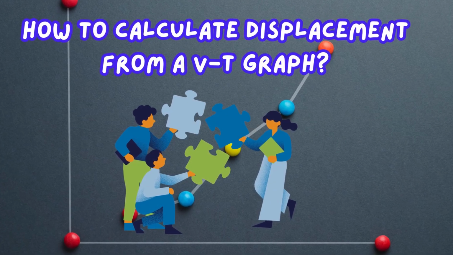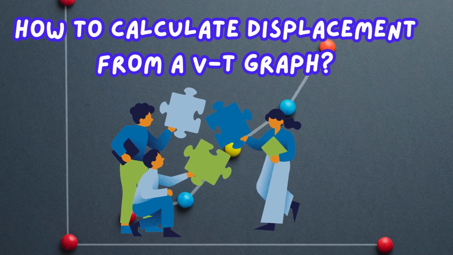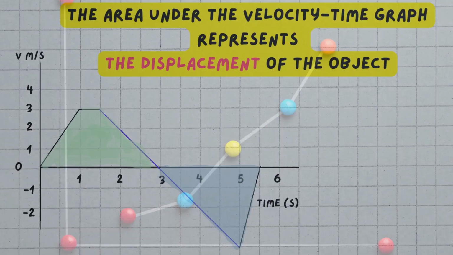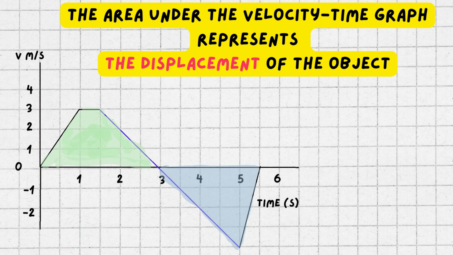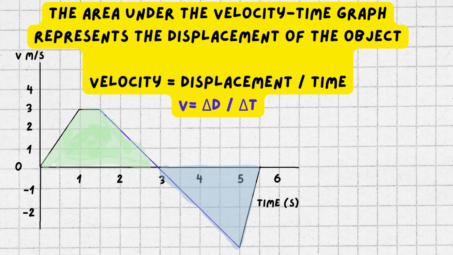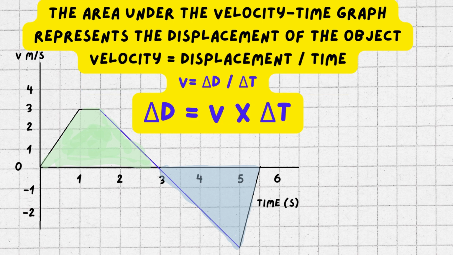How to calculate displacement from a velocity-time graph? The area under the velocity-time graph represents the displacement of the object. This is because velocity equals delta D over delta T. So delta D equals the velocity times the delta T.